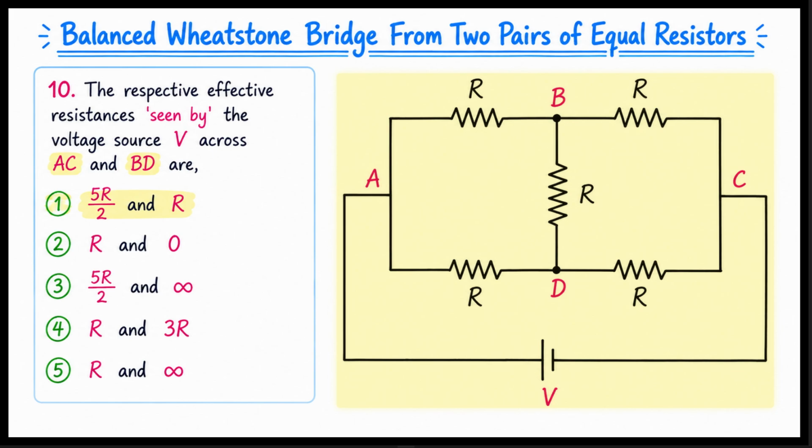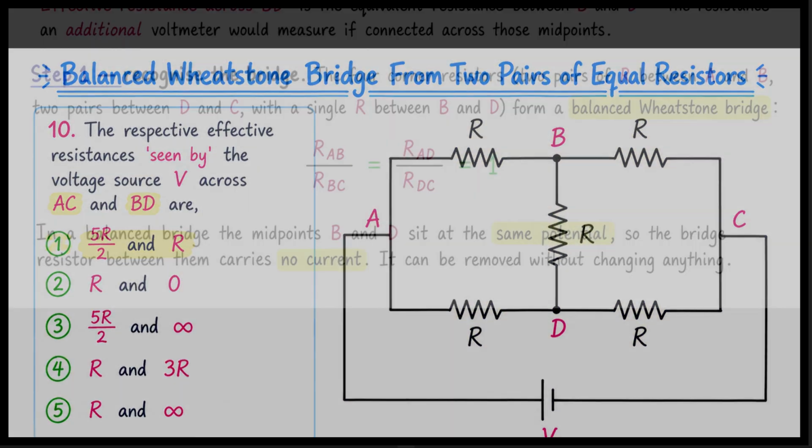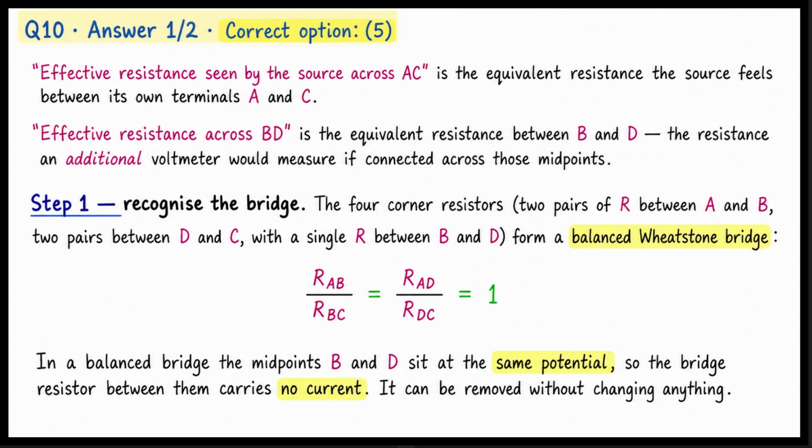Before we crunch, name the principle. The 4 corner resistors form a Wheatstone bridge. When is a bridge balanced? When the ratio of resistances on one side equals the ratio on the other. If it is balanced, the midpoints sit at the same potential, and the bridge resistor carries no current. Predict the answer for both halves. The answer is option 5, R across AC and infinity across BD.